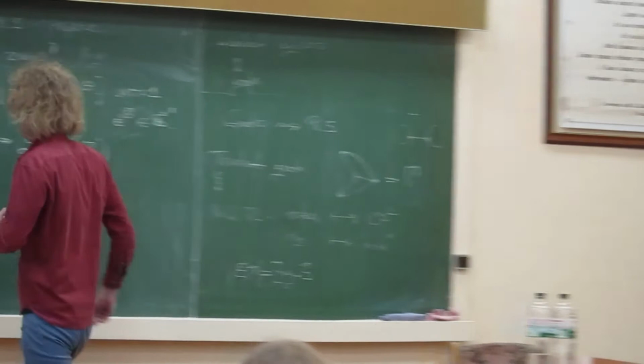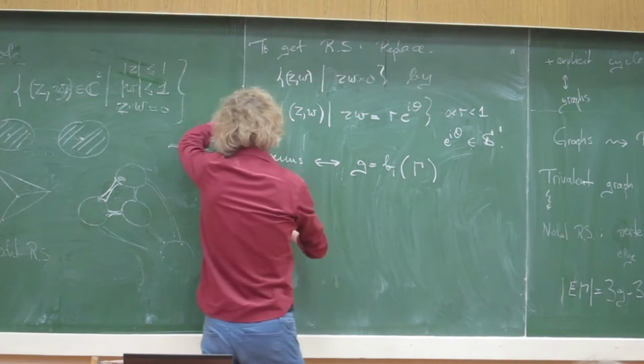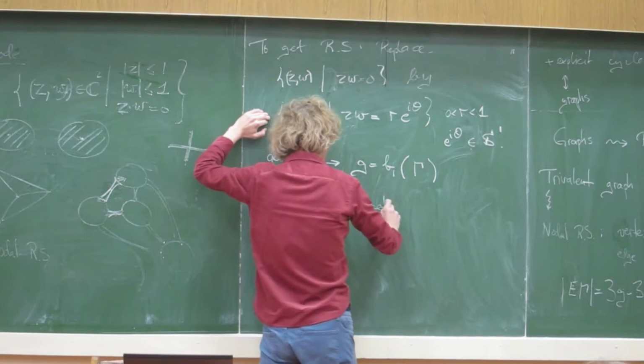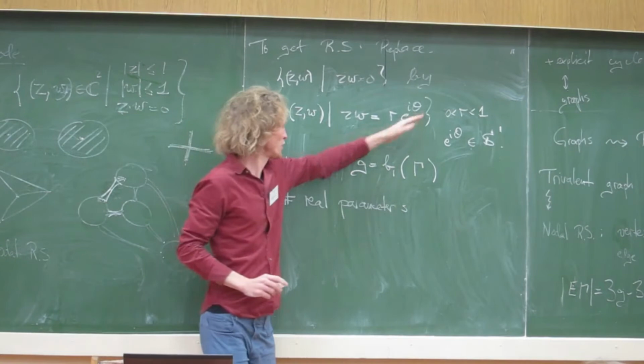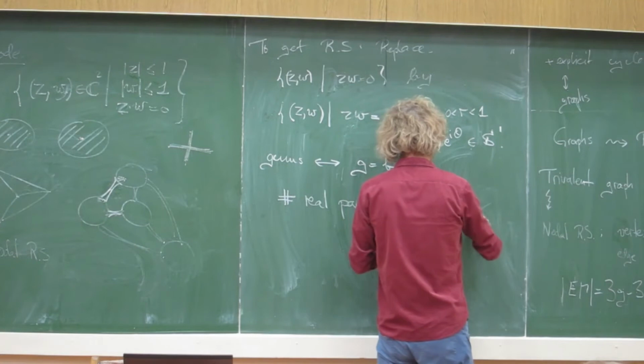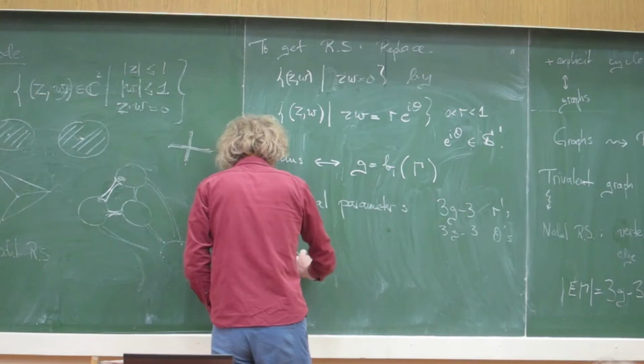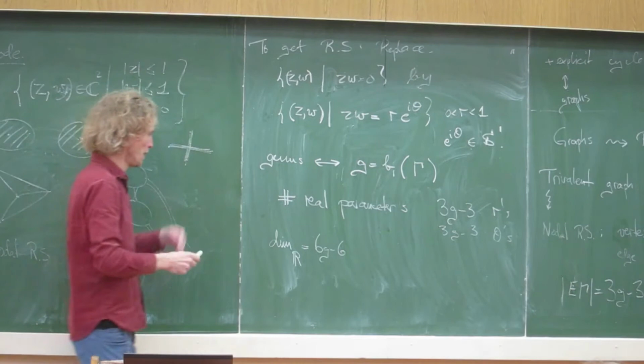So we see that, roughly speaking, we verify Riemann's estimate of the number of real parameters. For each edge, there is one choice of an r and one choice of a theta, so there will be 3g minus 3 r's and 3g minus 3 thetas. So that gives a 6g minus 6 parameter family.